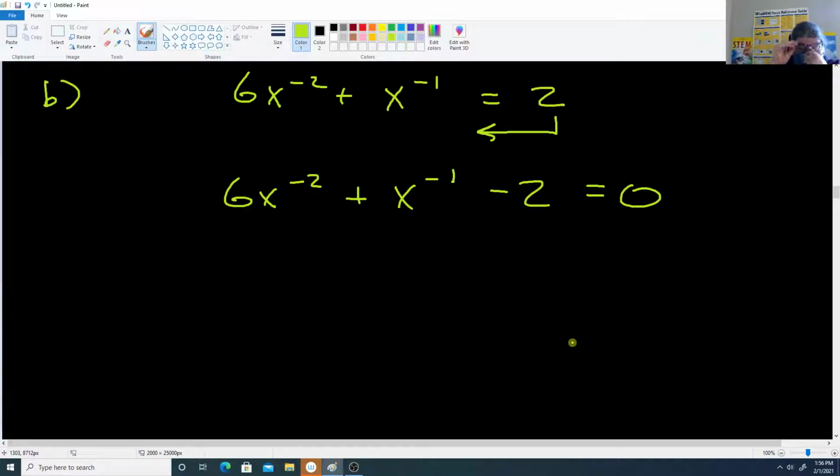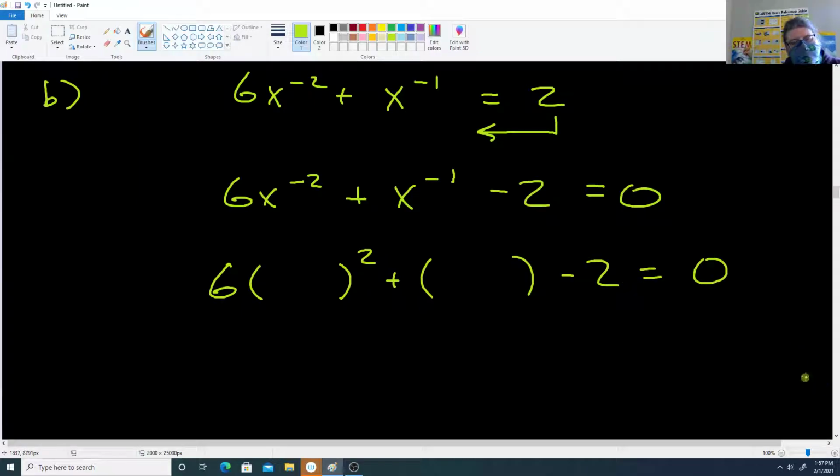Okay, so I need this to look like 6 times something squared plus something minus 2 is 0. Or I guess it would be something to the first power. And if I use x to the negative 1, I'll note x to the negative 1 squared is x to the negative 2. X to the negative 1 to the first power is that.